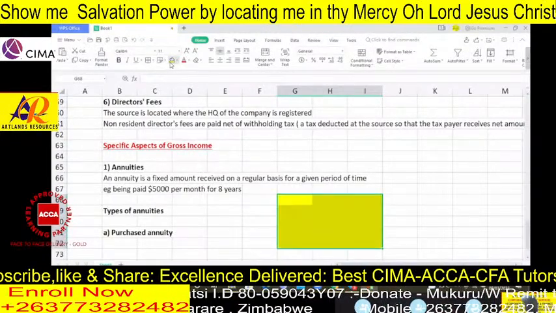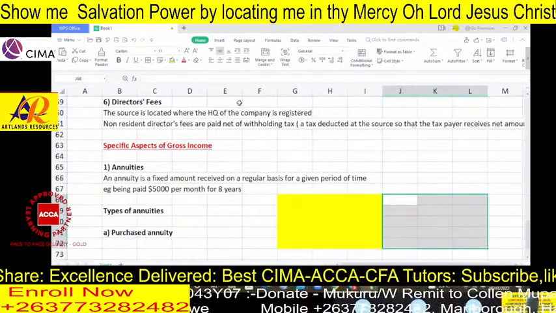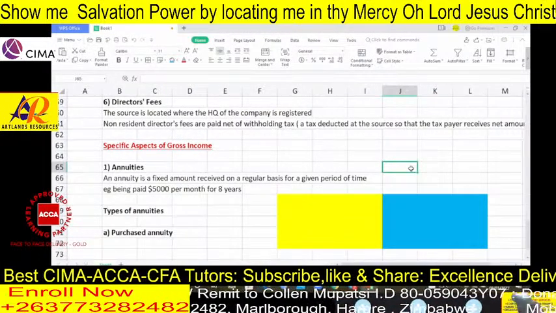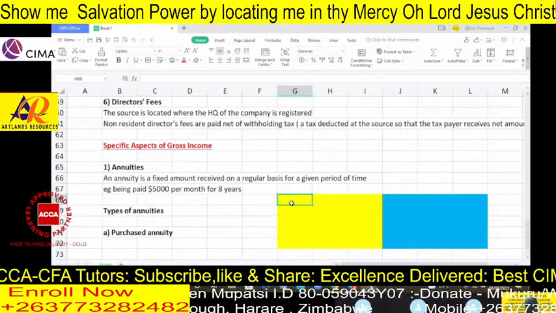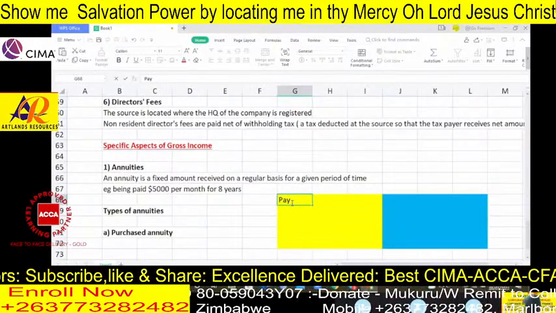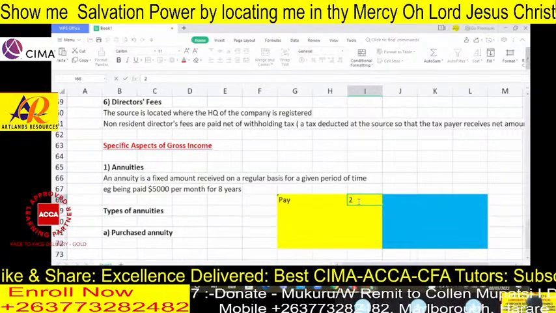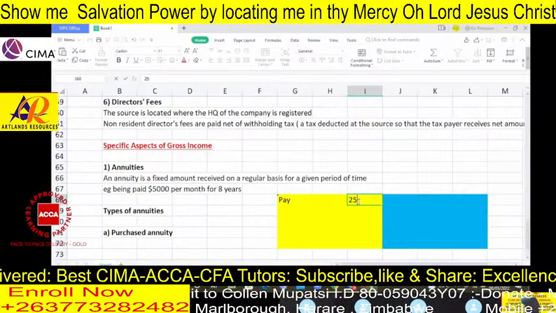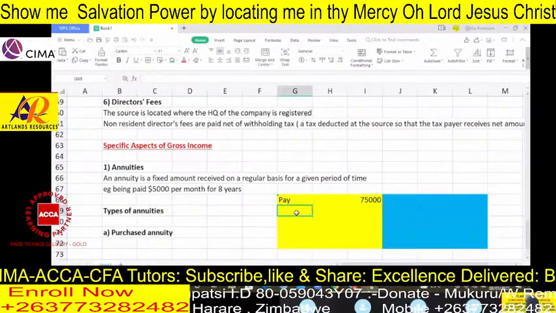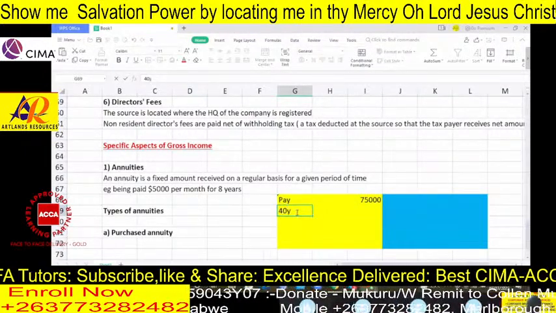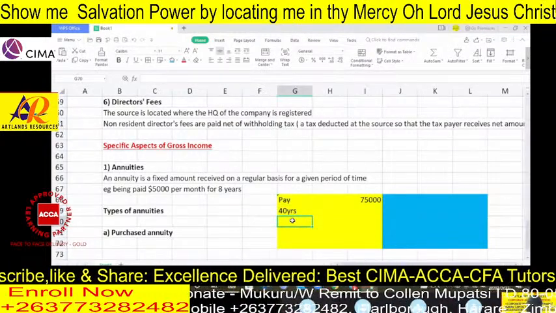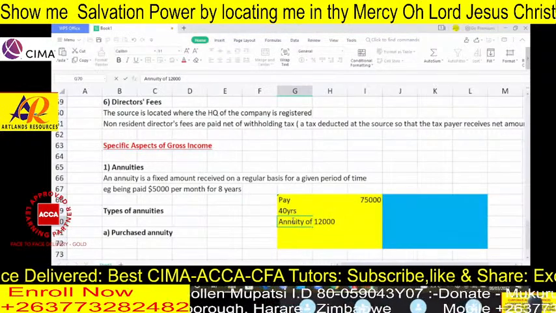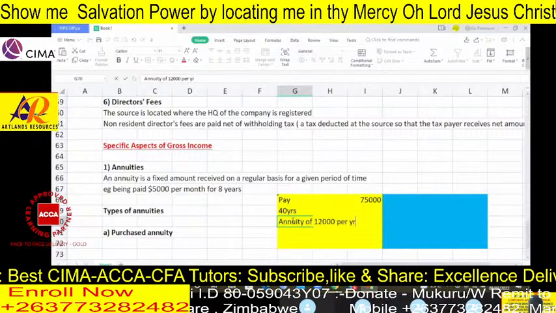They can approach you and say, look, we have a plan that we want you to purchase. I'm sure you have encountered that. They may say, if you pay 75,000 now, let me work in Zim dollars, when you get to 40 years, you will be entitled to receive an annuity of, let's say, 12,000 per year for 20 years.